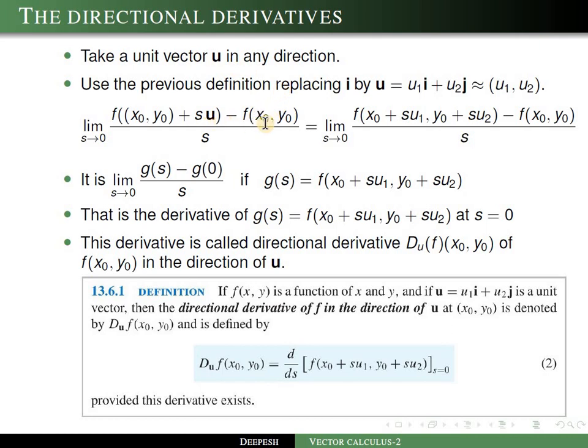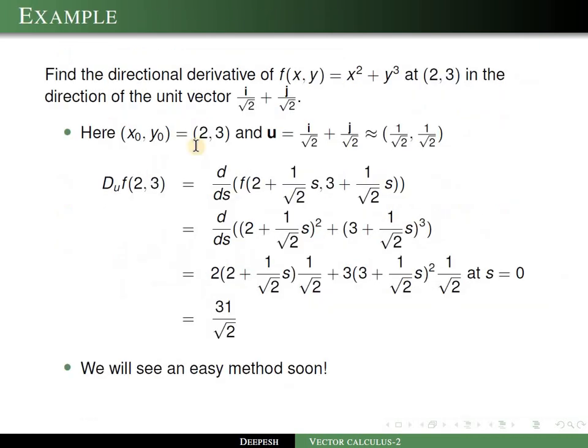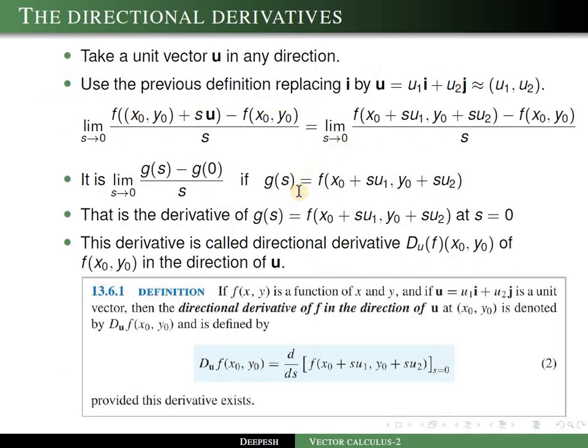And we have seen how to calculate the directional derivative for a two variable function or three variable function. That is, we use a definition to calculate the directional derivative, and it can be calculated using the one variable function g of s, where g of s is the first function obtained. That is, you take this function as g of s.